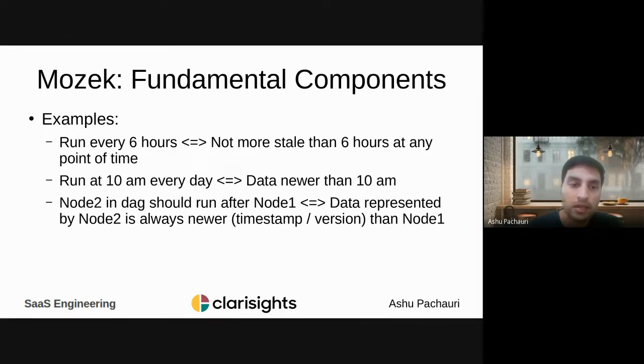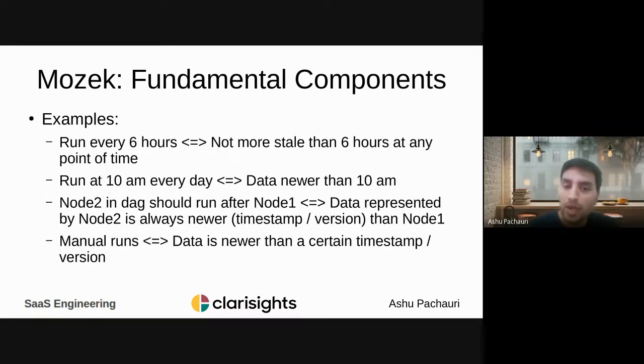Then node 2 in a DAG says that you need to run after node 1. It's the dependency that I was showing earlier in the DAG. How that would be modeled in the form of rules is that you're going to say that data represented by node 2 is always newer than node 1. This is again an implicit rule which comes from the definition of the DAG itself. If node 2 depends on node 1, then Mozek already knows that every piece of data represented by node 2 has to be a newer version than the data represented by node 1.